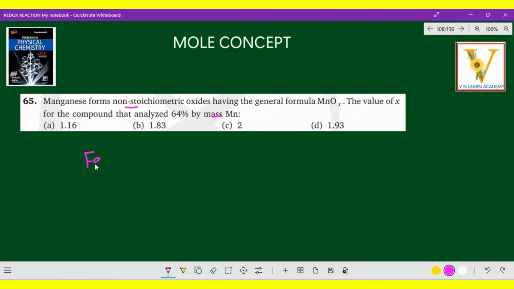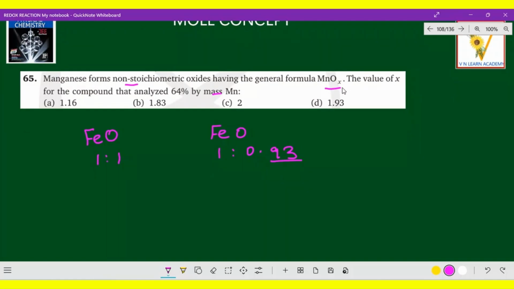For example, in FeO, 1 mole of iron and 1 mole of oxygen, so 1:1. That is a whole number ratio. But non-stoichiometric means it is deviating from a simple whole number ratio. For example, in FeO, here 1 mole and here 0.93 mole. In that way, this is called a non-stoichiometric form. The same way, manganese oxide is also MnOx. So what is the value of X we have to identify?